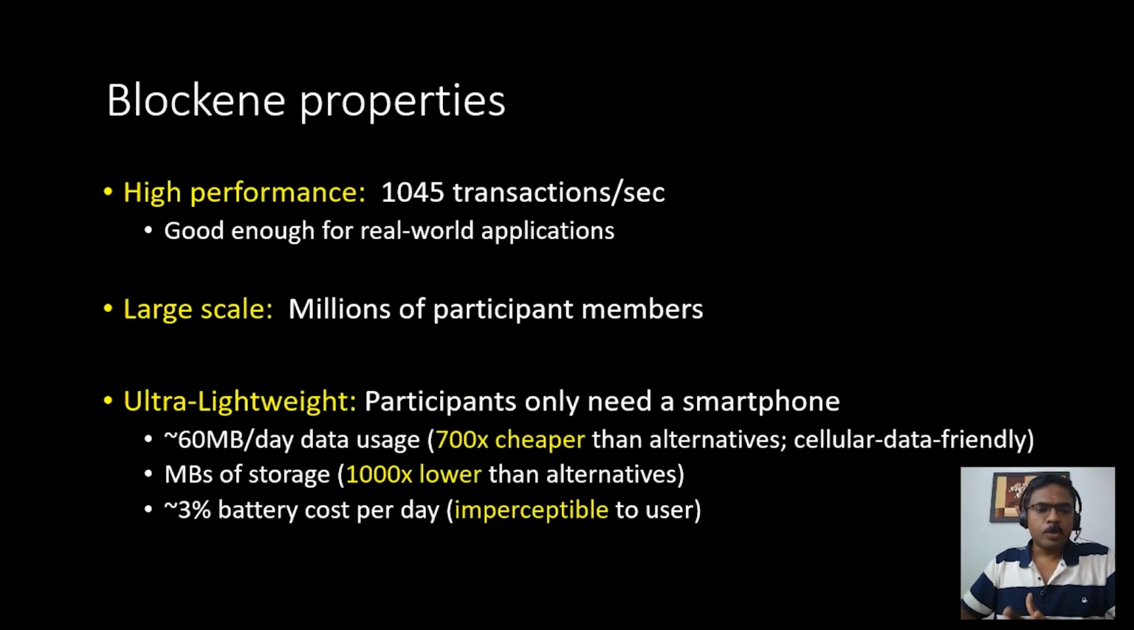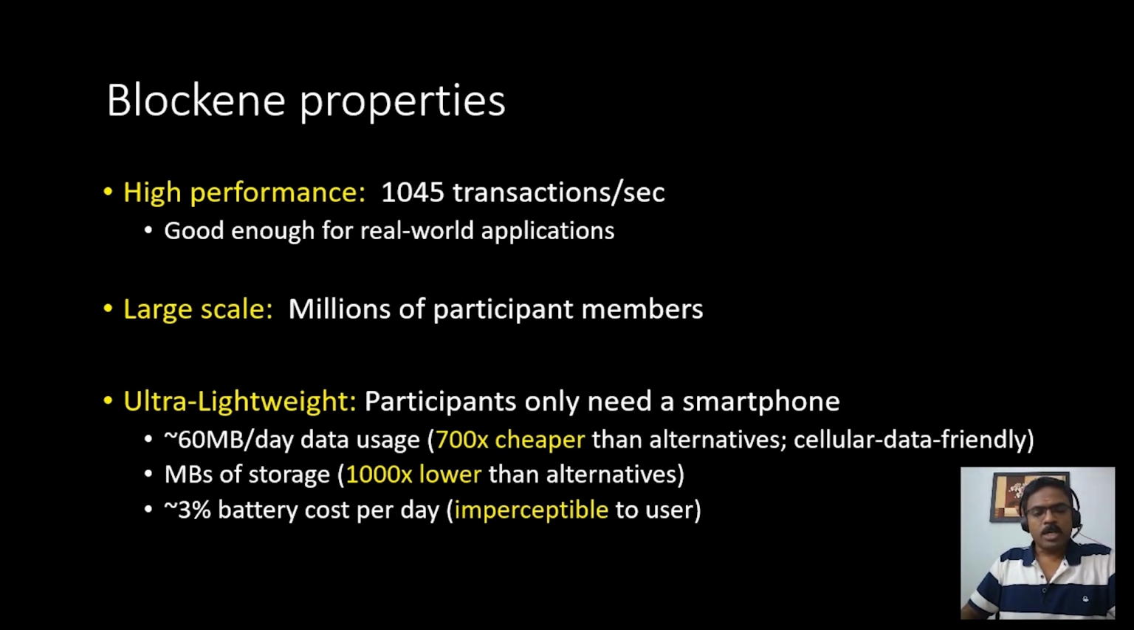With that, let me quickly summarize the key properties that Blockene provides. It provides high performance, so in excess of 1,000 transactions per second, which is quite sufficient for real-world applications. It supports large scale of participation, millions or even tens of millions of participants. The key innovation, of course, is that we do this while ensuring ultra lightweight resource usage. Participants only need a smartphone.